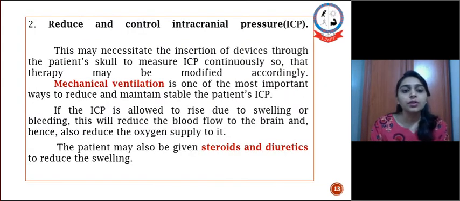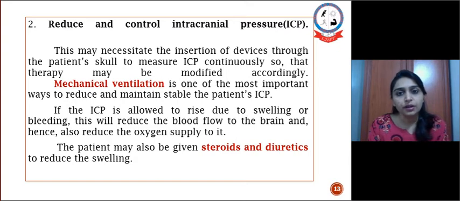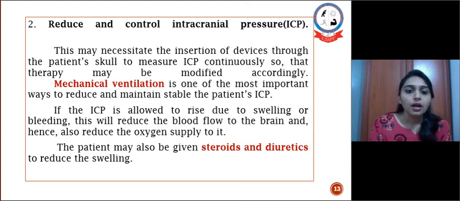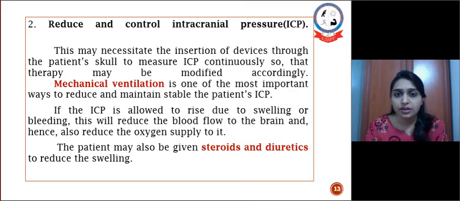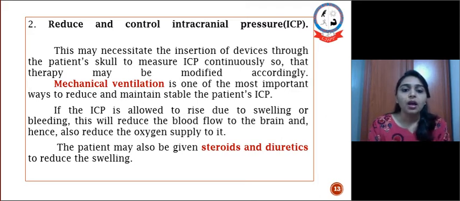Next thing, we need to reduce and control intracranial pressure. Intracranial pressure can be measured using a device inserted directly into the brain, and we can provide mechanical ventilation to the patient, which is the most effective way to reduce and maintain the stable patient's intracranial pressure. If there is swelling or bleeding in the brain, we can give steroids and diuretics to reduce swelling.